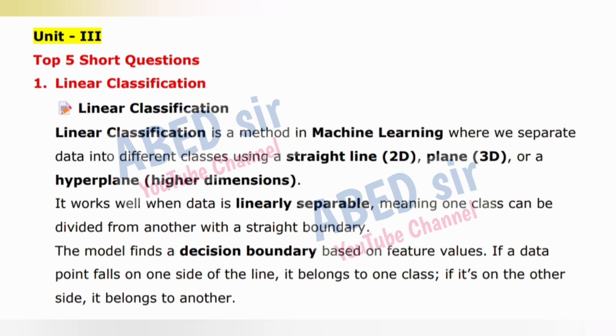Linear classification is a method in machine learning where we separate data into different classes using a straight line (2D), plane (3D), or a hyperplane (higher dimensions). It works well when data is linearly separable, meaning one class can be divided from another with a straight boundary. The model finds a decision boundary based on feature values. If a data point falls on one side of the line, it belongs to one class. If it's on the other side, it belongs to another.